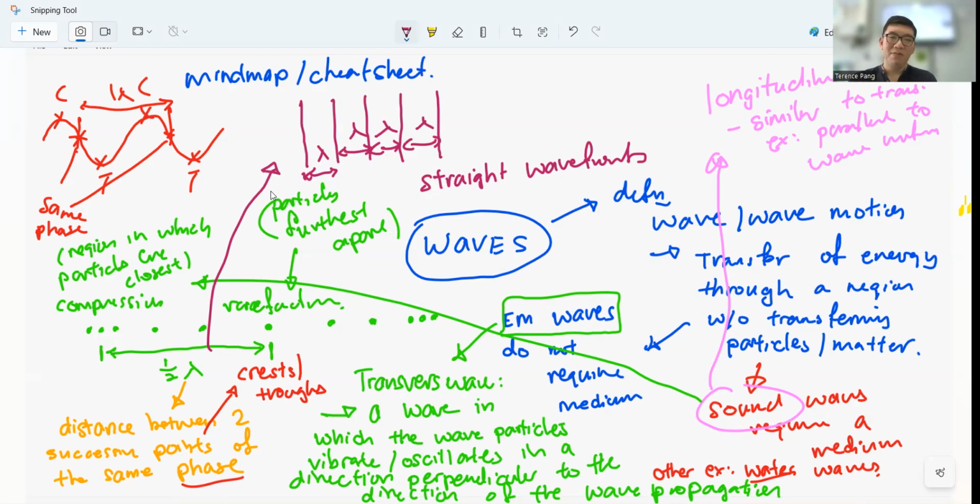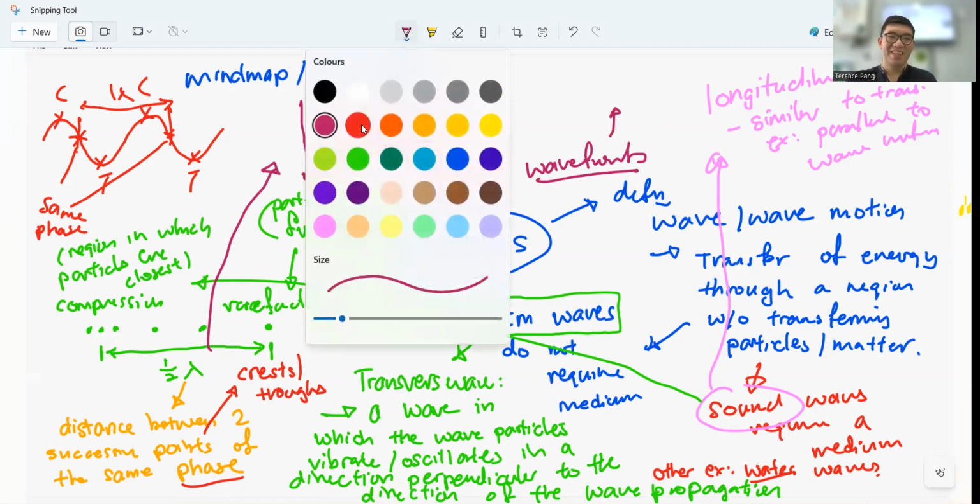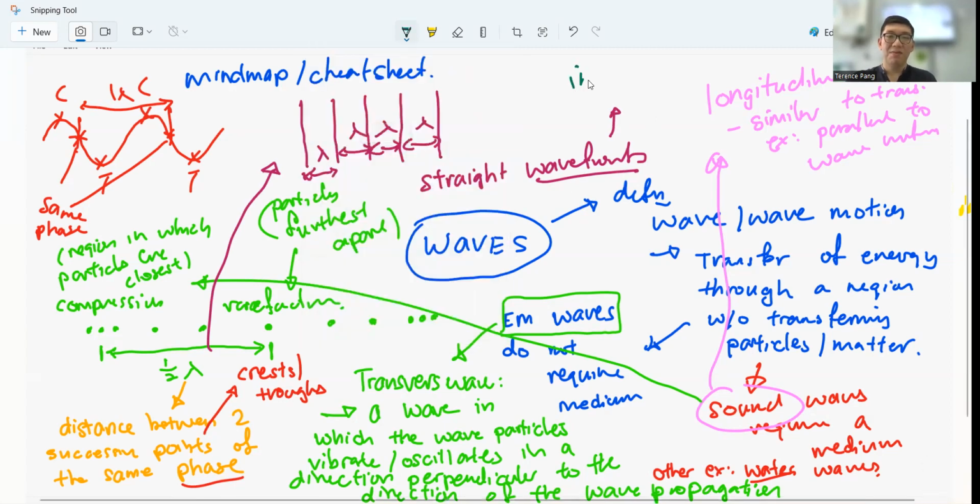All right. What are wavefronts then? Again, a 1-mark question. Imaginary line. Imaginary line that cuts through the wave.